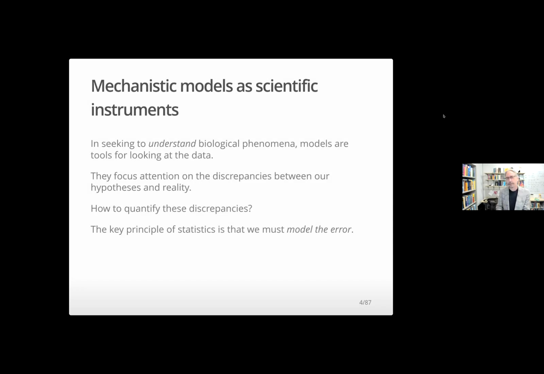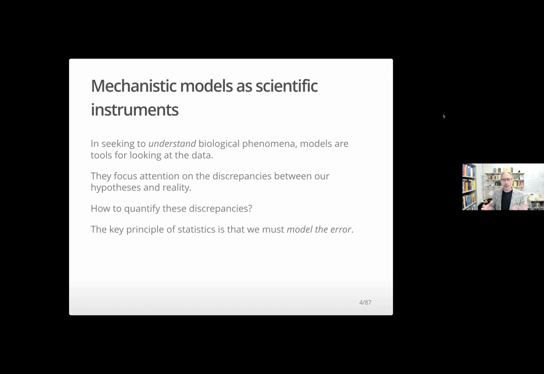And so really we can think about mathematical models from this point of view as a kind of scientific instrument, like a microscope or a telescope. They are tools for examining data. And if you think about what kind of tools they are, they're a little bit like a microscope or something, in that they focus our attention on the discrepancies between hypotheses and our observations, hypotheses and reality. They tell us which discrepancies, which deviations from our hypothetical explanations, are large and which are small, which are surprising and which are to be expected. And thus they help us focus our attention on the places where our models can be improved.